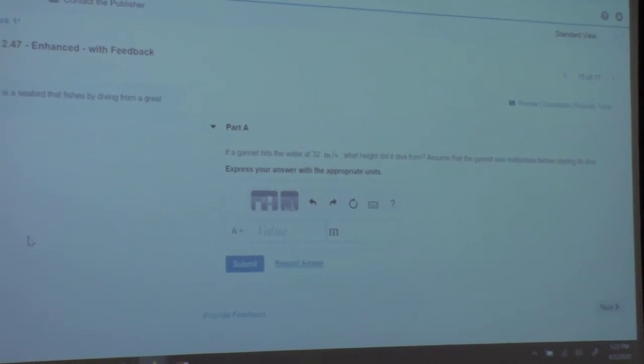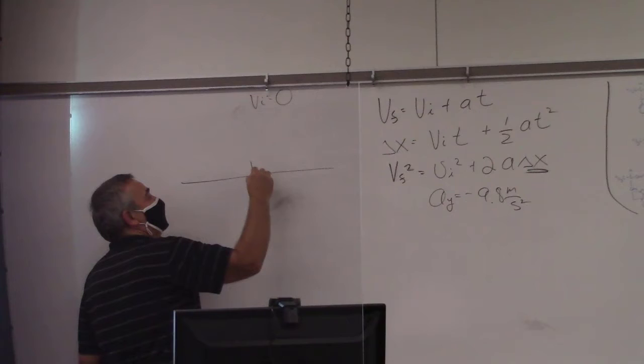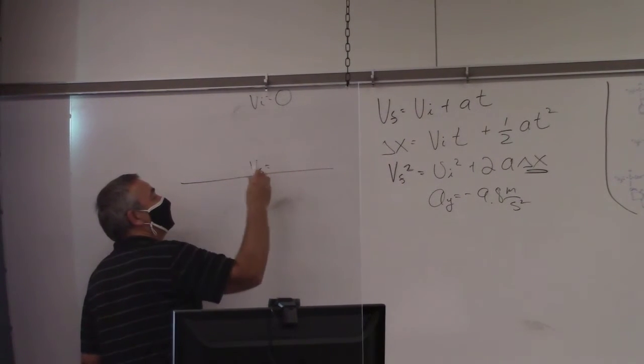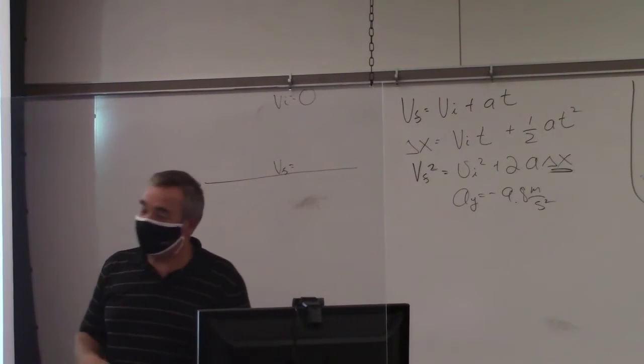Okay, so here's actually a point where it'd be nice to have a picture. Motionless means the initial velocity is 0. Now the speed right before it hits the ground, we're calling that the final speed. Not like after it's hit the ground and it stopped, but right before it hits the ground.